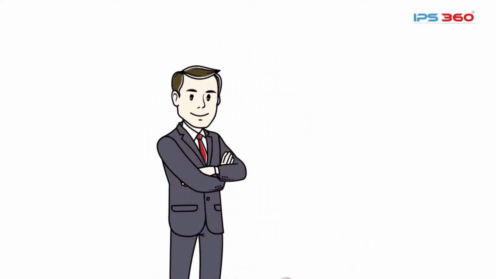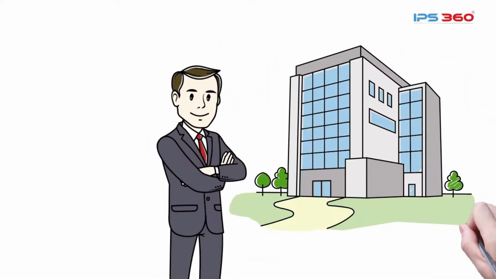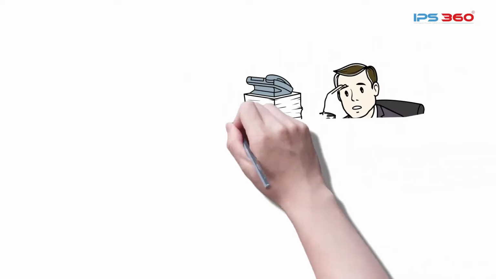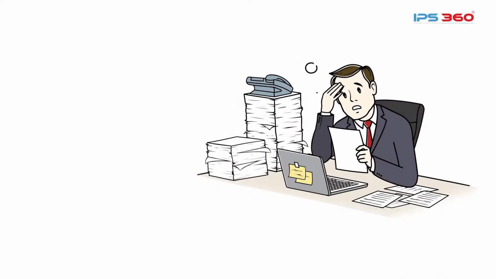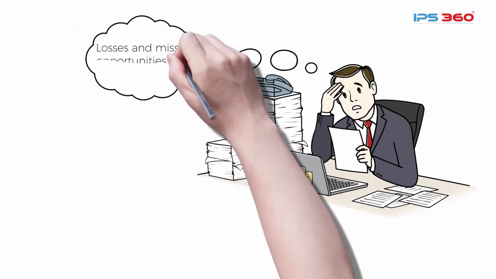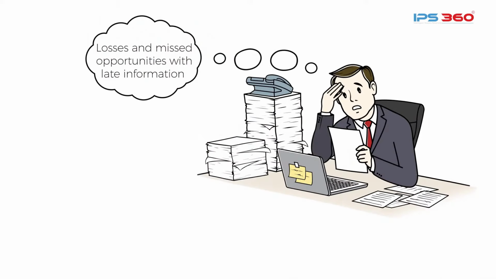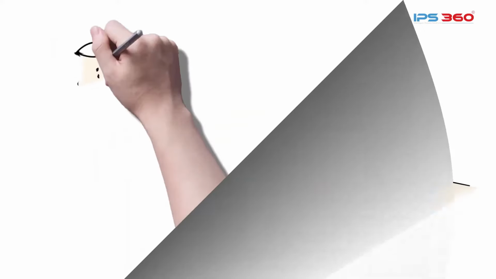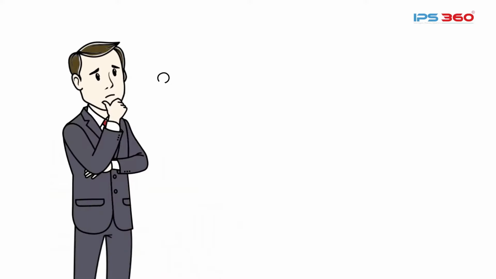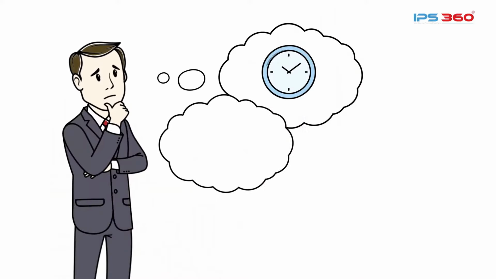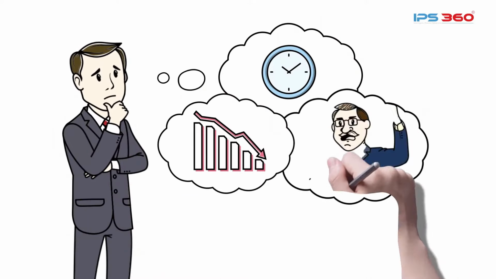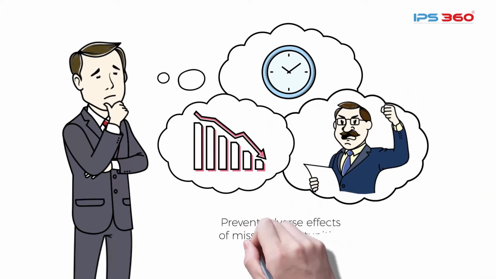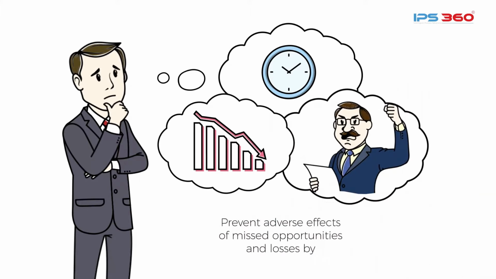Hello there. All leaders make their decisions based on the information provided by their team. When leaders receive the reports created by their team with great effort and time, they often encounter unexpected information that was not foreseen, and it becomes harder to compensate for losses and missed opportunities. You can prevent the adverse effects of potential losses of decisions taken based on lack of information and missed opportunities with IPS 360 ESS, the flexible business intelligence software for strategic management.